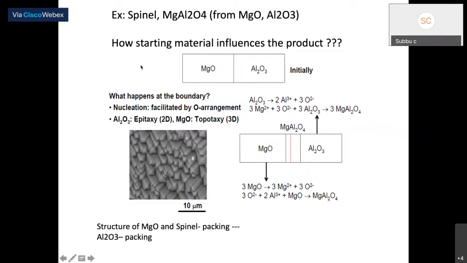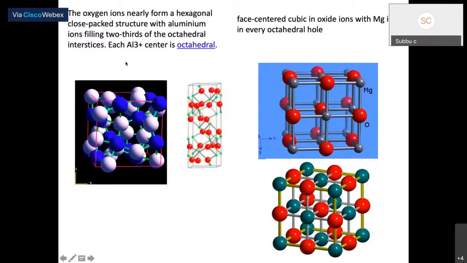If you actually look here, maybe the next slide shows this, this is the arrangement of aluminum oxide. The aluminum oxide arrangement with respect to oxide ion is a hexagonal packing arrangement with aluminum ions filling 2/3 of the octahedral sites. Each aluminum +3 is in the octahedral network in aluminum oxide. But when you come to magnesium oxide, it is a face-centered cube with magnesium ions occupying, once again, the octahedral sites.